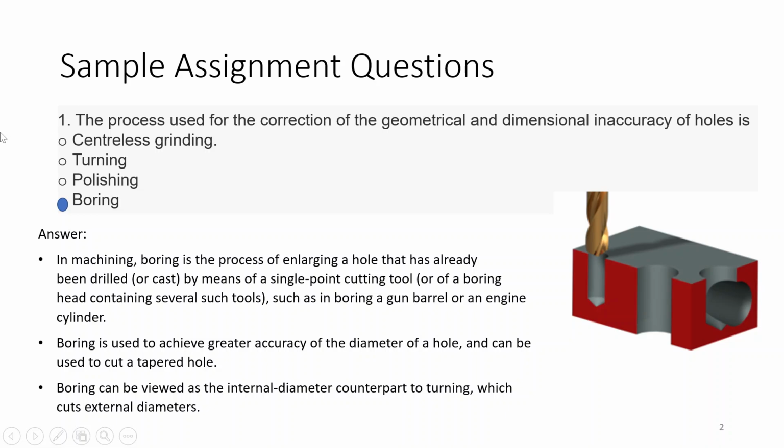So first question was: the process used for the correction of the geometrical and dimensional inaccuracy of holes is? Your options were centerless grinding, turning, polishing and boring. As I told in the earlier lecture as well, boring is the correction process for holes, for enlarging the size. So the answer will be boring.